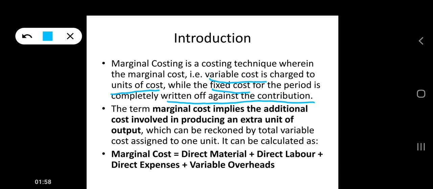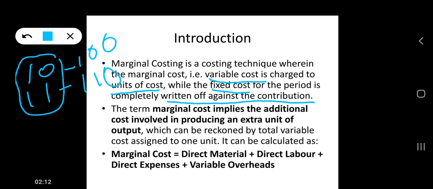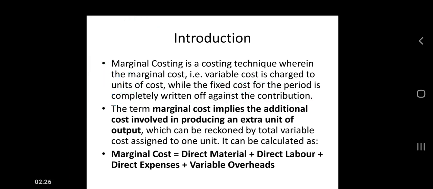For example, if 10 apples cost you 100 rupees, then 11 apples cost you 110 rupees. Here the variable cost is charged to units of cost. If 10 apples cost 100 rupees, then one apple is 10 rupees. So therefore the cost should be 110. This is marginal cost.